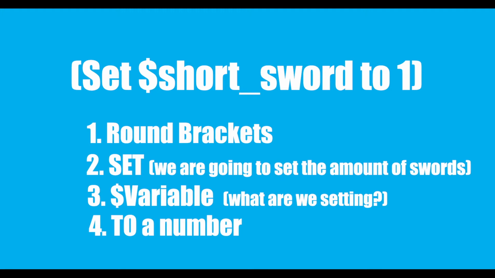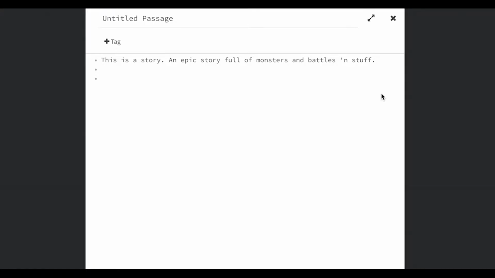Why don't we create a short Twine to show this in action? Here's our beginning. This is a story, an epic story full of monsters and battles and stuff. But at the beginning, I am just a peasant who works at a farm. Simple, simple beginning. Let's introduce a weapon. So I have our variable short sword. Now let's also get some hit points, or HP. So I have HP. We're putting in another variable, and we'll call it heroic hit points.